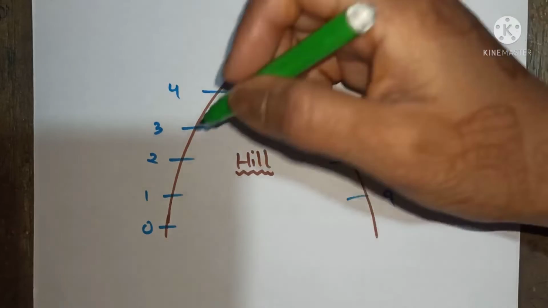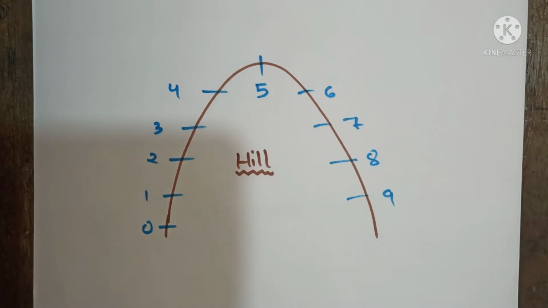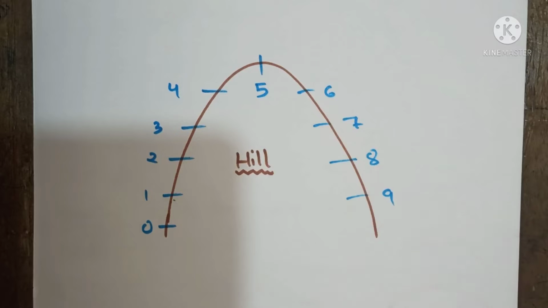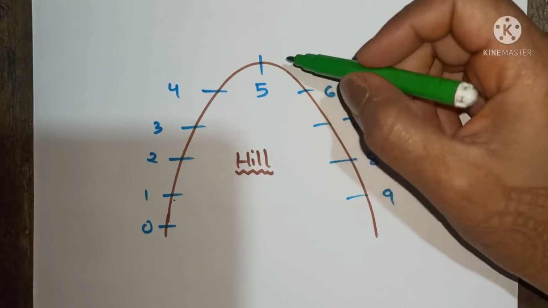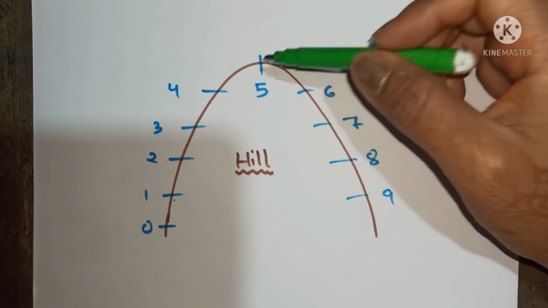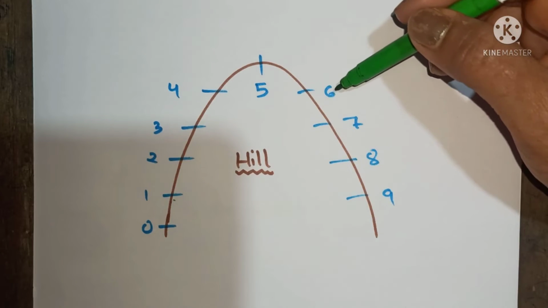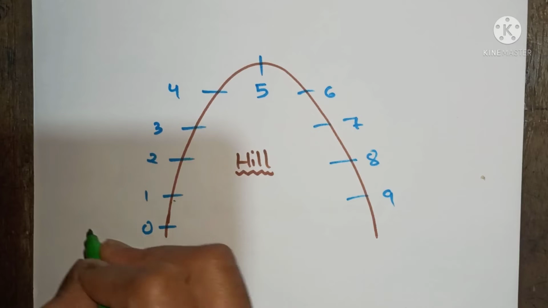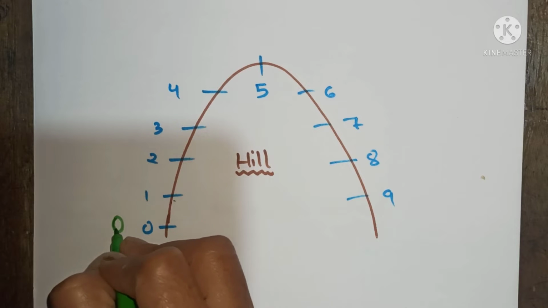On the left side of the hill, I have marked the numbers 0, 1, 2, 3 and 4. In the middle, on the top of the hill, it is marked as 5. And on the right side, we have 6, 7, 8 and 9. Now, let us start riding a bike. Suppose you are riding a bike. Now this is your bike.